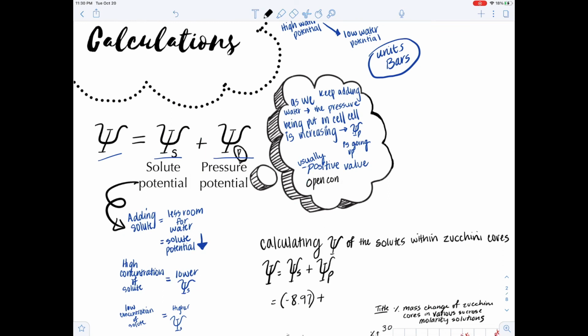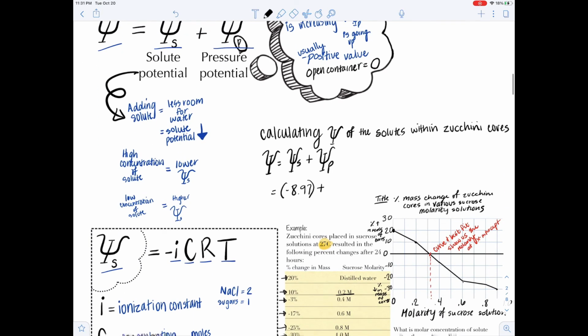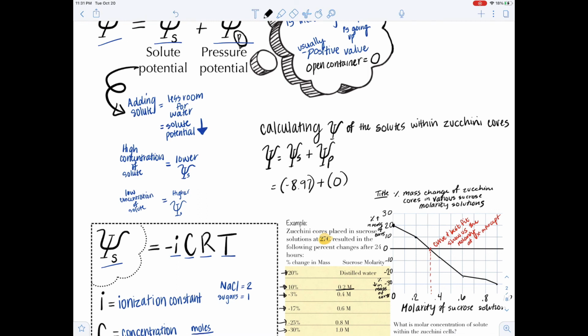Now it was in an open container. So remember, I mentioned this earlier, so I'm going to add this into the notes now. If we're looking at an open container, the pressure potential is going to be 0. So if you plug that into your formula, we have our solute potential there, so we can now put our pressure potential as 0. Okay, so negative 8.97 plus 0 is equal to negative 8.97. So our water potential for this example would also be negative 8.97.